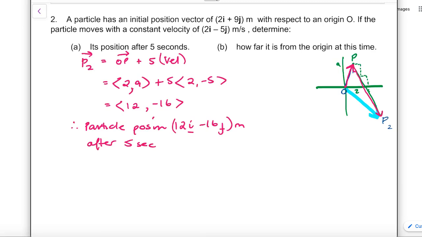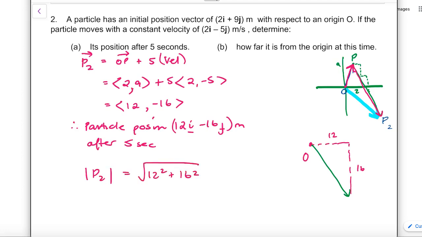How far is it from the origin at this time? Well, that's fantastic, because we know from the origin it has gone 12 across and 16 down, and that's its final position after 5 seconds. So we can find the magnitude of this, which will be 12 squared plus 16 squared, which is the square root of 400, which will be 20 meters from the origin after 5 seconds.